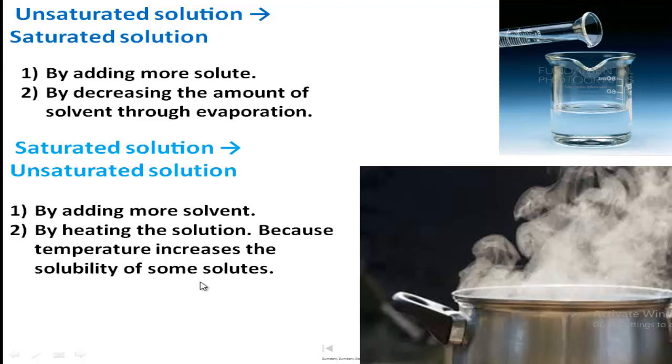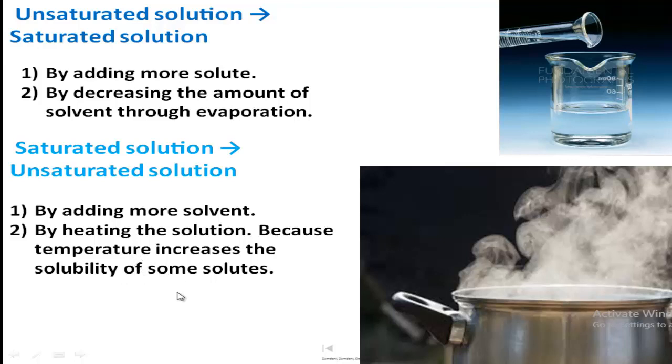Why did I use the word some here? Because some solutes have solubility that decreases with applied temperature, but they are very rare. For example, sodium sulfate or calcium hydroxide in water, etc. Very few substances have solubility that decreases with heat, but most of the substances we generally use to make a solution have solubility that increases with temperature.